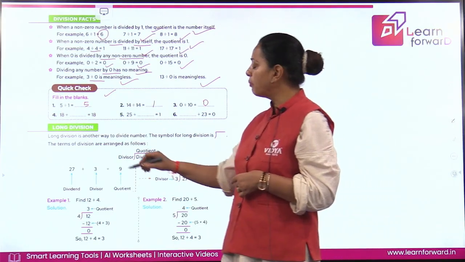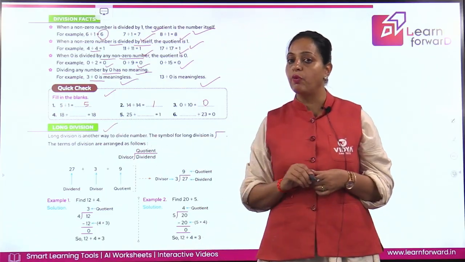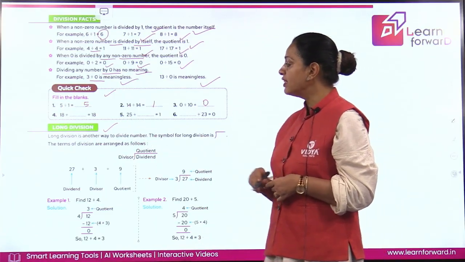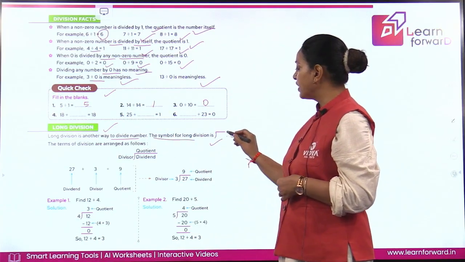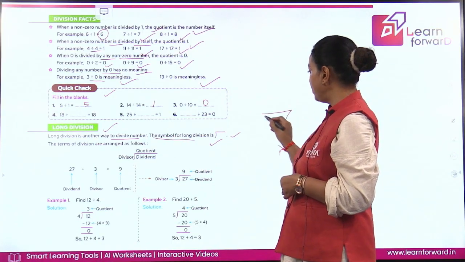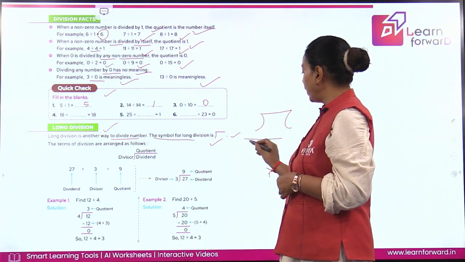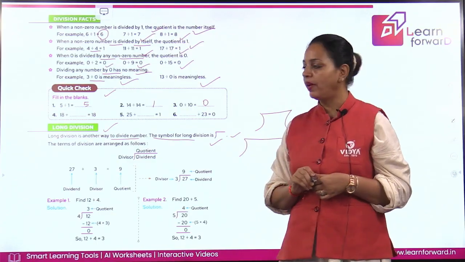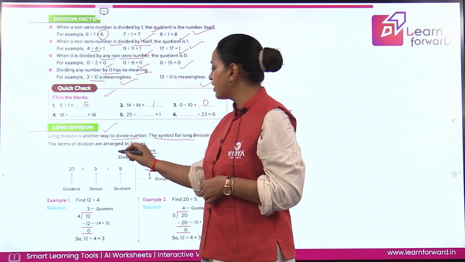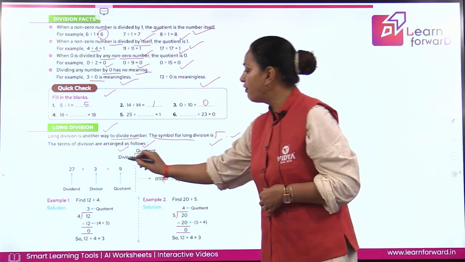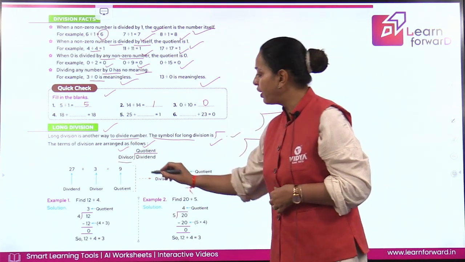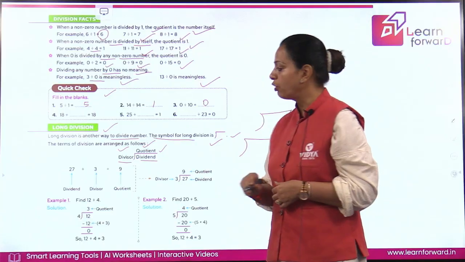Now we are talking about long division, very important. Long division is another way to divide numbers. The symbol for long division is this one. हम इसे ऐसे भी लिख सकते हैं, okay? And we can do it like this only, right? Now the terms of division are arranged as follows. हम कैसे लिखते हैं numbers को? Divisor को यहाँ पर लिखेंगे, dividend को अंदर and quotient को ऊपर.